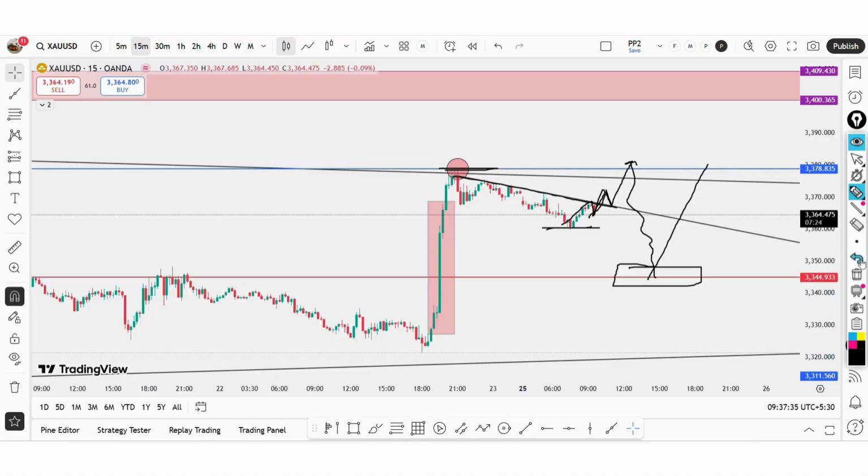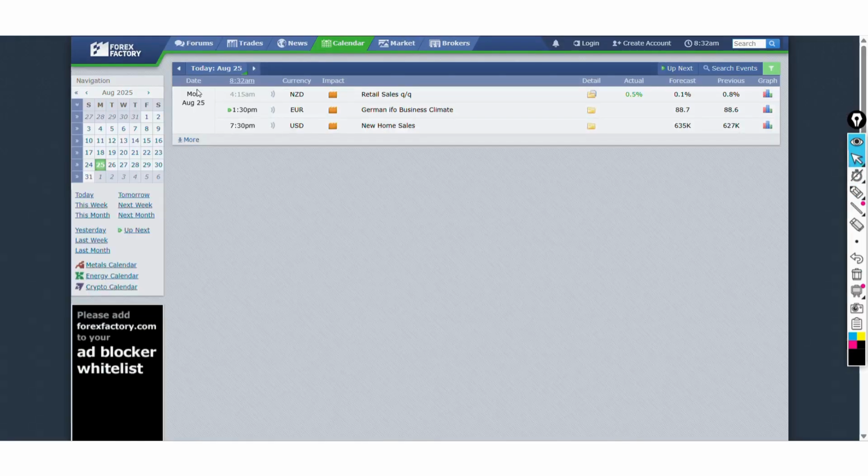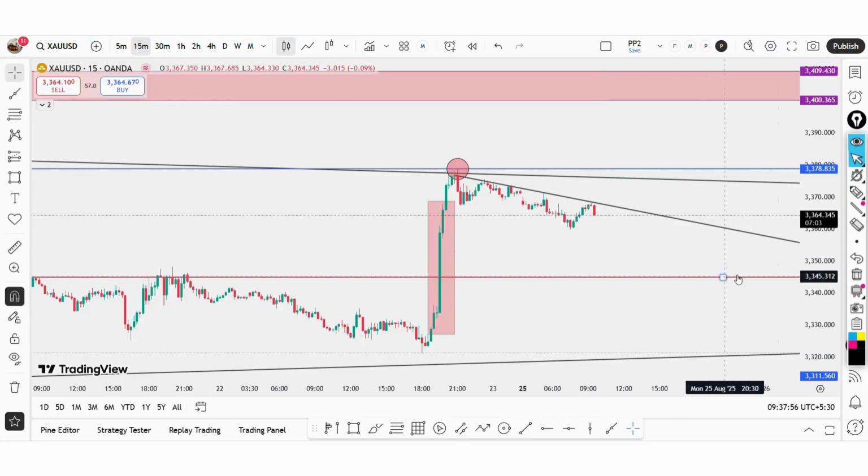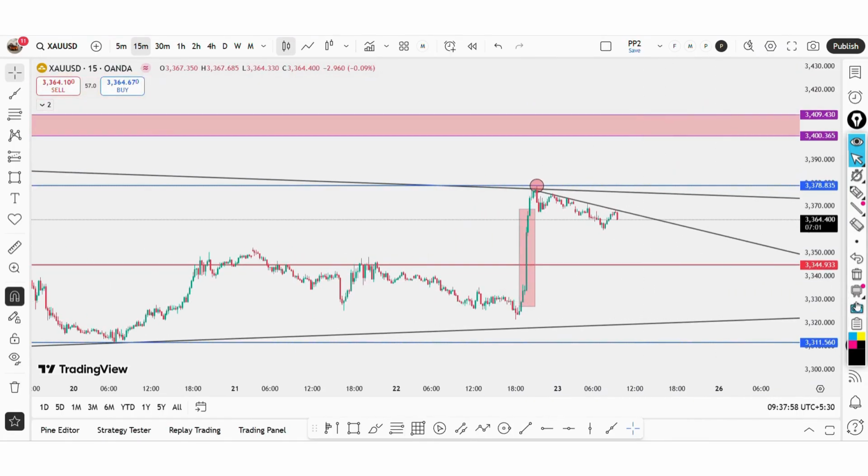If the market is not doing that, then we can come down directly and break this trend line in the London or US session and then continue upwards. We have a medium impact news coming in the US session, right at the beginning of the US session. Traders, this is the only scenario.